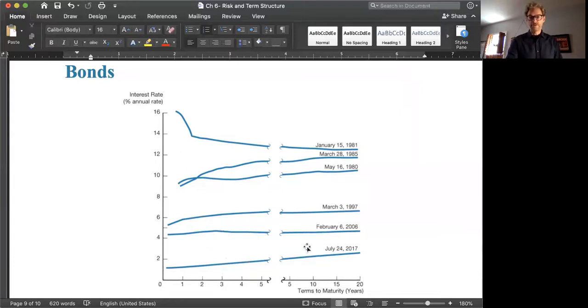Notice here in 2006 what the yield curve was. Notice it's much higher than it was in 2017, but it's also much flatter. That's a classic example of a flat yield curve, and that could be an indicator of a recession. Notice that this was in February 2006. We, in fact, did have a recession in late 2007. All right, so the recession was still a year away, but it was coming.